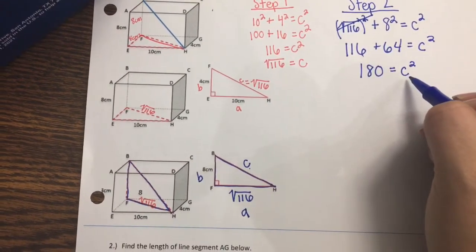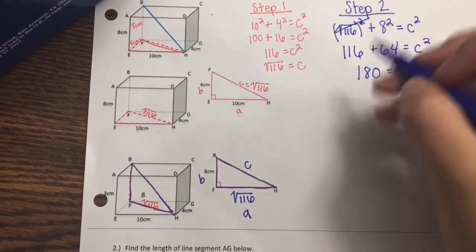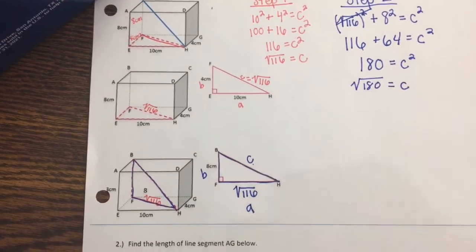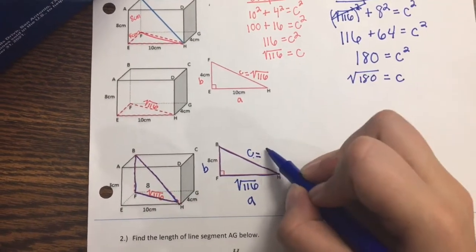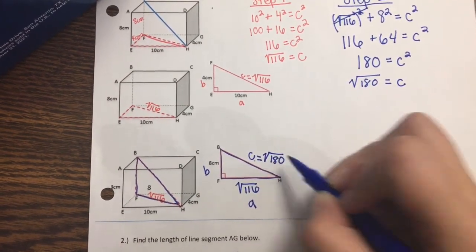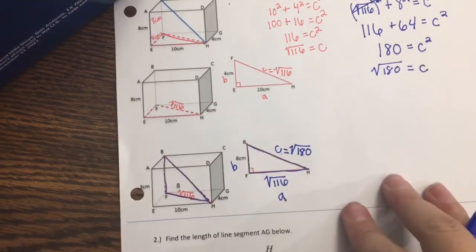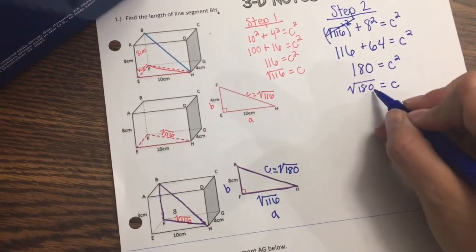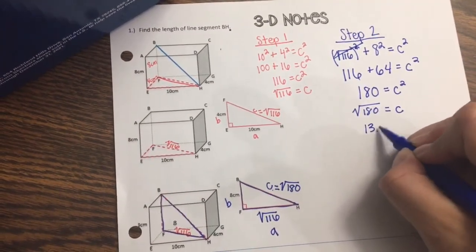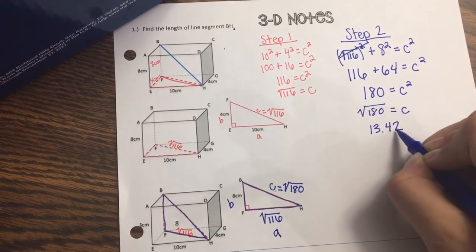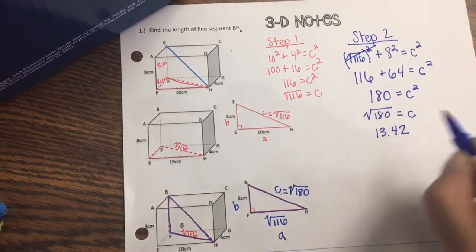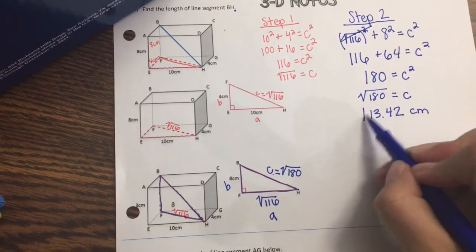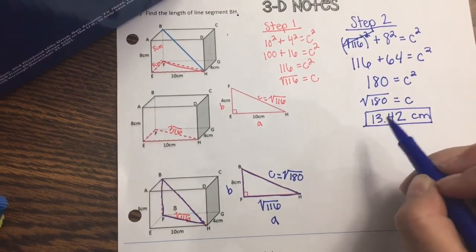Now my last step, this is that entire area of C. I need to take the square root of both, and I will just have C. So C is the square root of 180. However, what we want to do is turn that to a decimal because it's our final answer. And when I put that into my calculator, I will get 13.42 when I round to the nearest hundredths place. And looks like all my labels are centimeters. So this is my final answer.